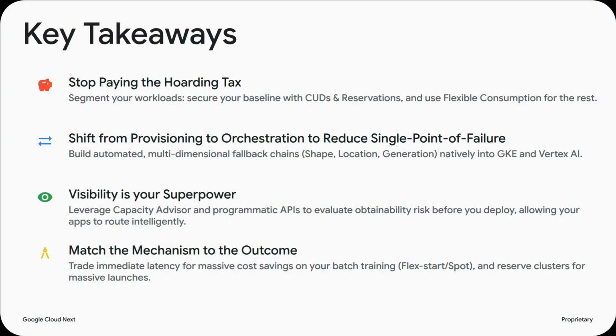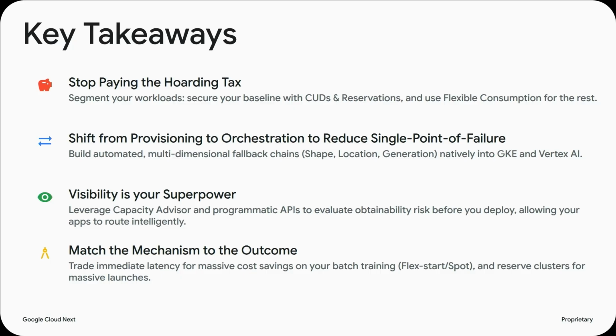That actually brings us to the key takeaways for the session. So there's 4. Number 1, stop paying the hoarding tax. So segment your workloads, secure your mission-critical baselines with CUDs and reservations, and use flexible consumption models for the rest. Shift from provisioning to orchestration to reduce single points of failure. Build automated multi-dimensional fallback chains which leverage flexibility along the dimensions of shape, location, and generation.